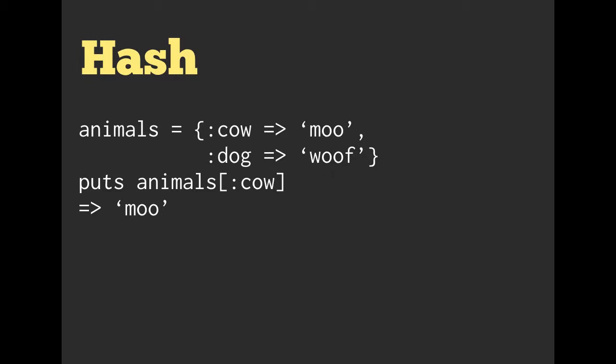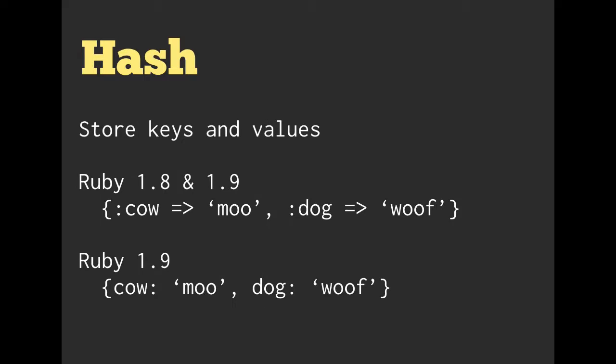A lot of people like to use symbols for their keys. A symbol is an immutable string inside of Ruby. They're very useful, but they're rather different from a string other than just the way they look. You could also have numbers, and in Ruby 1.9, we do have a shorthand way of displaying hashes. So here we could say cow colon moo and dog colon woof, and that is identical to symbol cow hash rocket moo, symbol dog hash rocket woof. The cow colon will produce a symbol of cow.